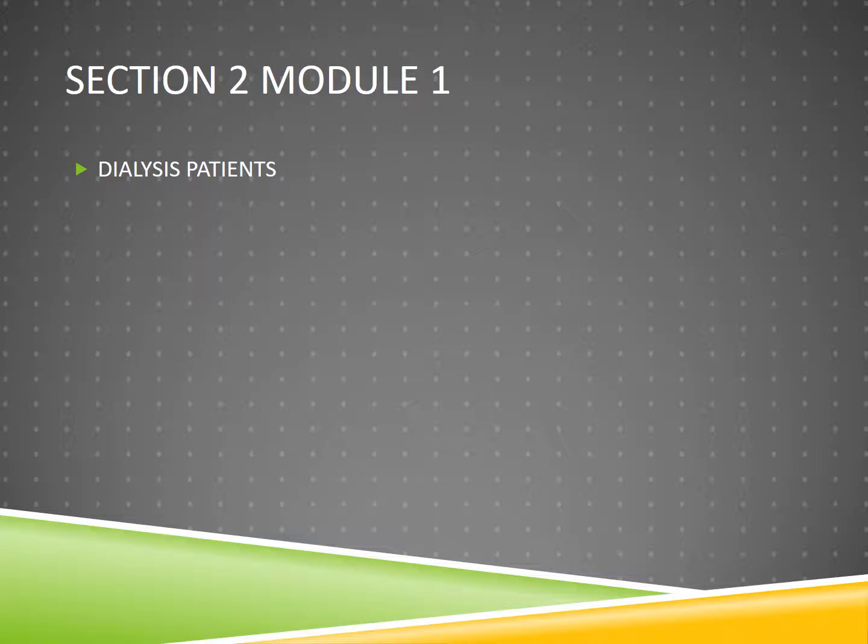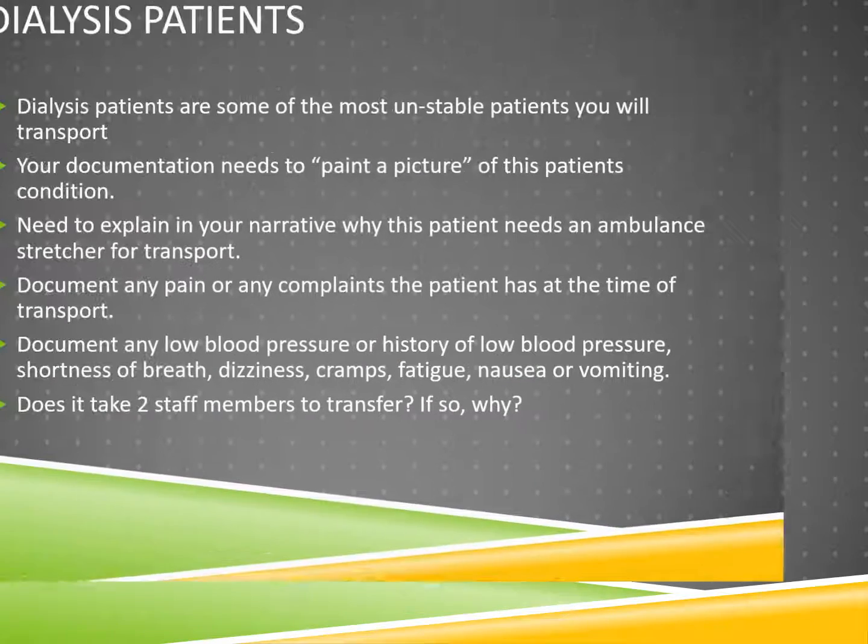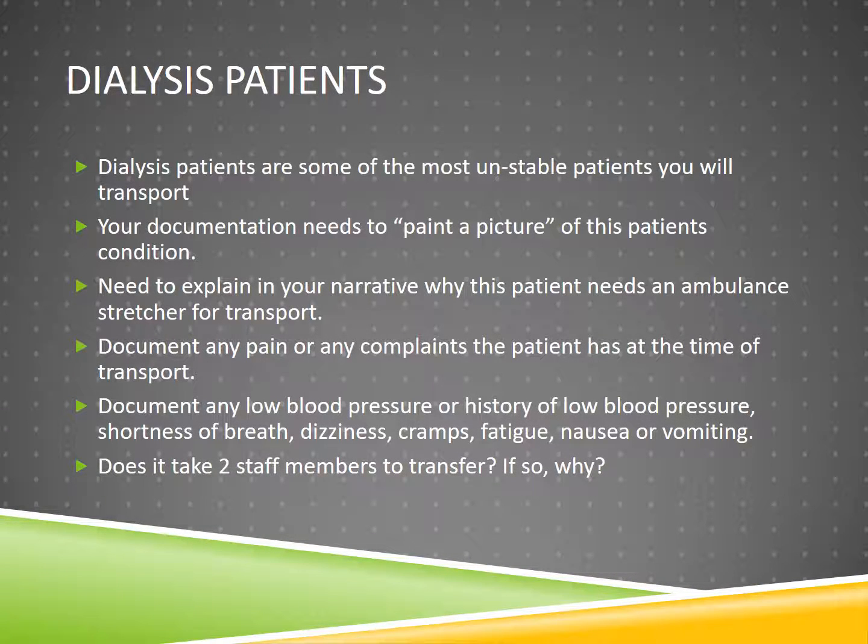Okay, Section 2, Module 1, we're going to first go over dialysis patients. During your employment with PZ, you will encounter a patient that must receive dialysis. These are some of the most unstable patients you will transport. You must document a clear picture of why this particular patient requires ambulance transportation to and from dialysis. Years from now, this claim will undergo an audit, and we must have all pertinent information as to the patient's condition at the time of transport. It will be difficult for you to remember everything about the trip years from now.